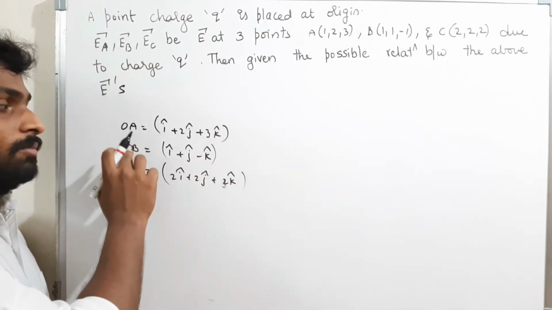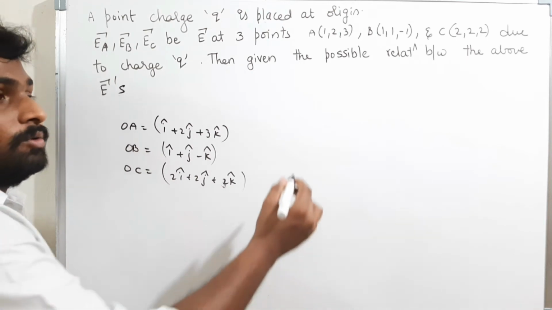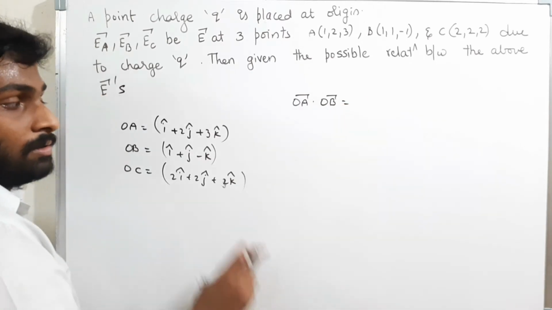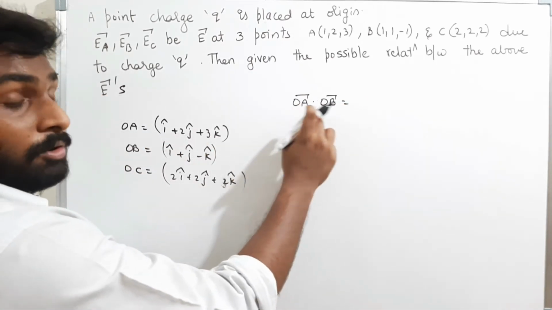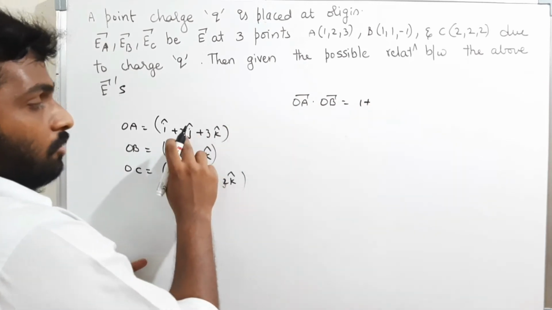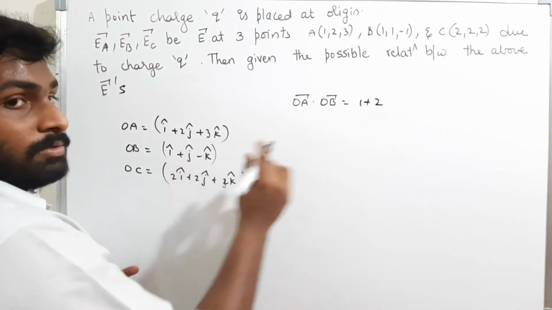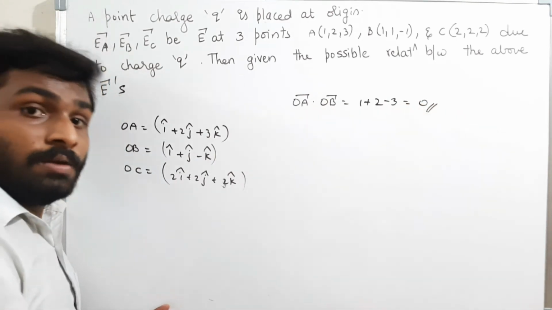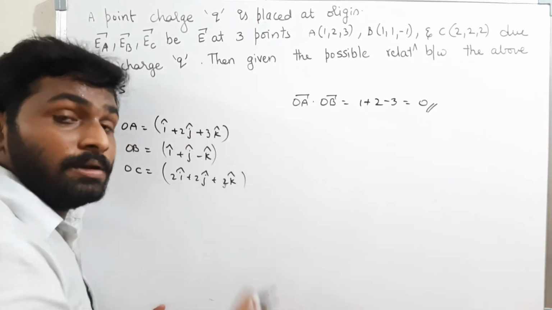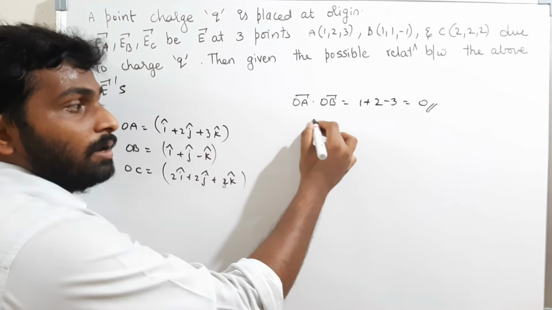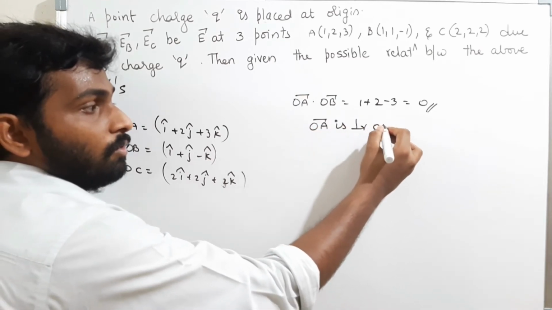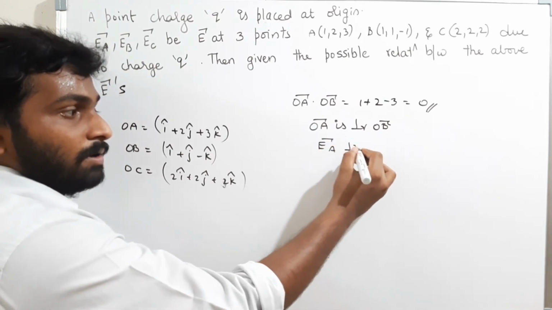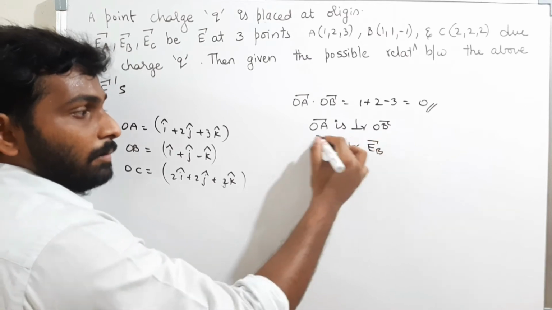What is the relation between OA and OB? Observe carefully. If I do the dot product of OA and OB, what will I get? 1 into 1 is 1, plus 2 into 1 is 2, 3 into minus 1 is minus 3. That is nothing but 0. The dot product is 0. What is the meaning of that? If the dot product is 0, then the two vectors are perpendicular to each other. That means OA bar is perpendicular to OB bar. That means the electric field EA bar is perpendicular to the electric field EB bar.